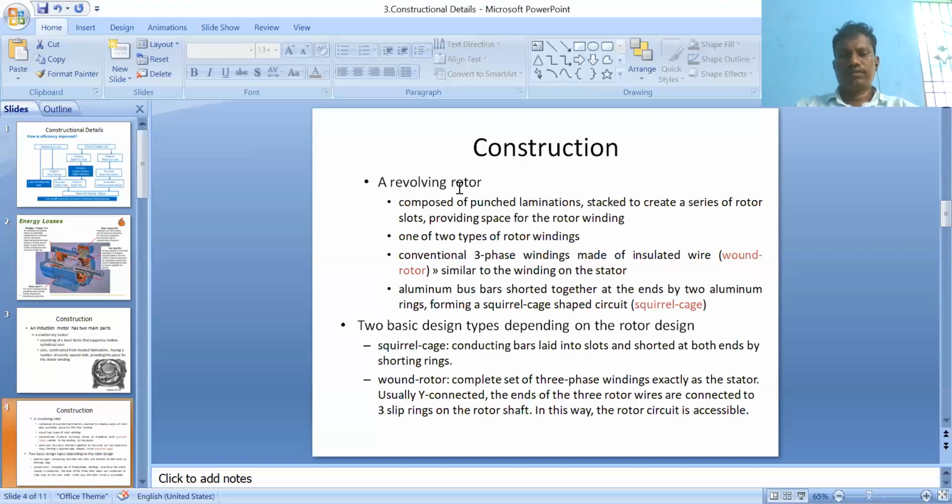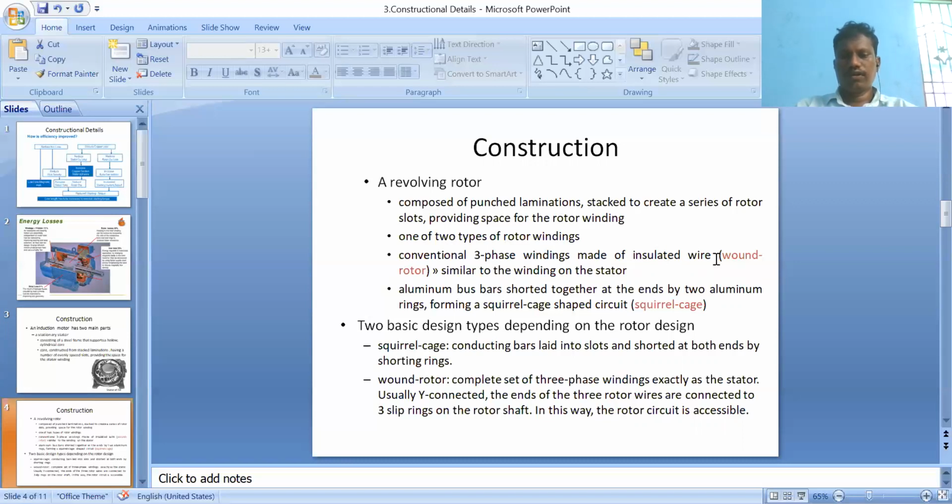What is the meaning of slip ring and squirrel cage induction motors? The rotor is a revolving part composed of punched laminations stacked to create a series of slots, providing space for the rotor winding. There are two types of rotor windings: a three-phase winding made up of insulated wire, that is the wound rotor, and the squirrel cage.